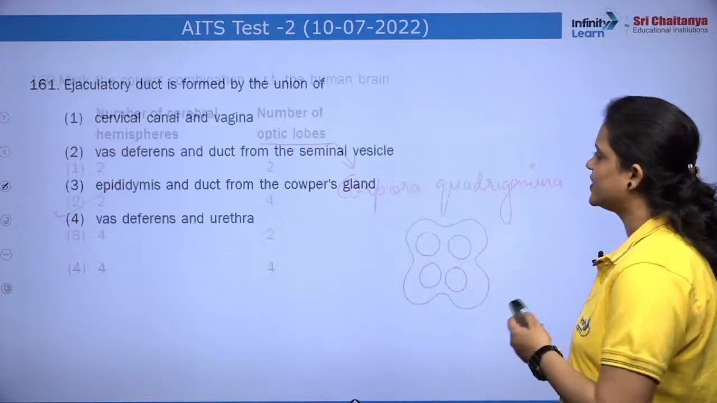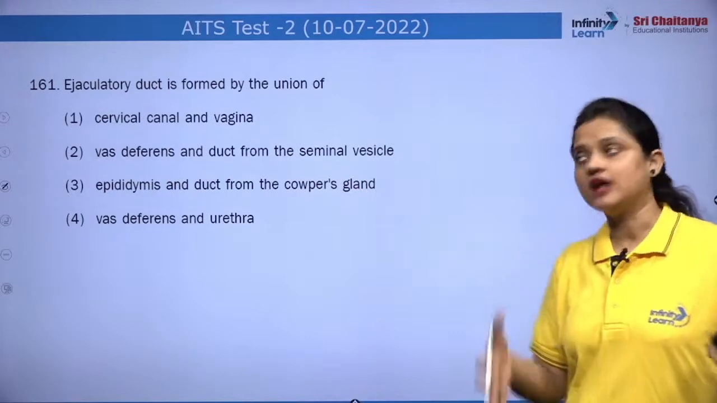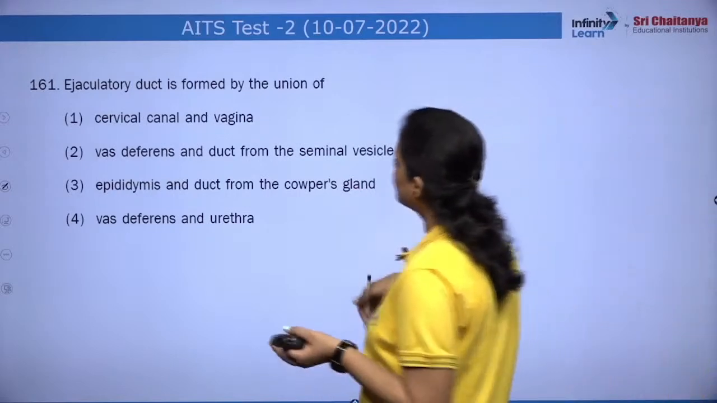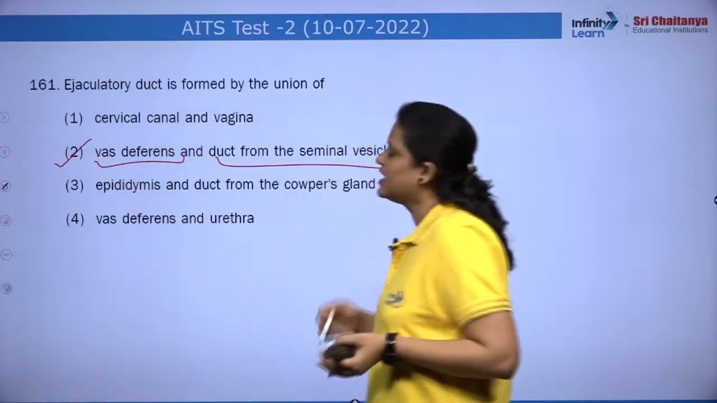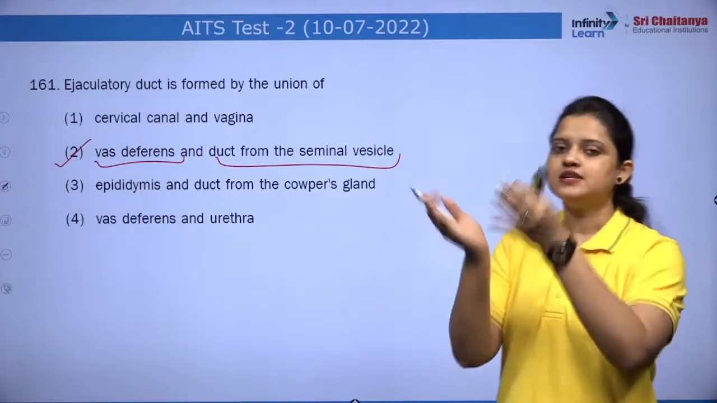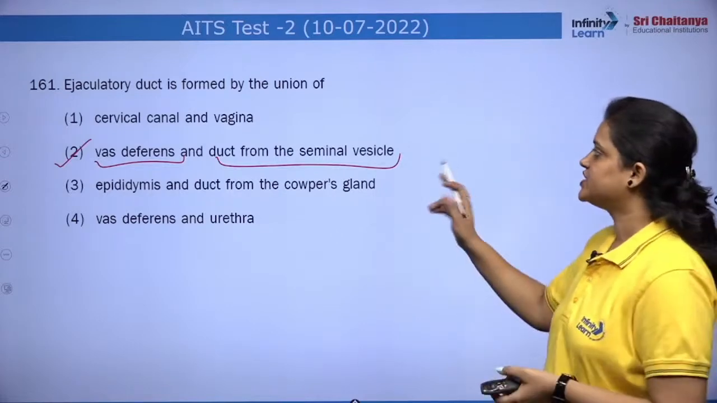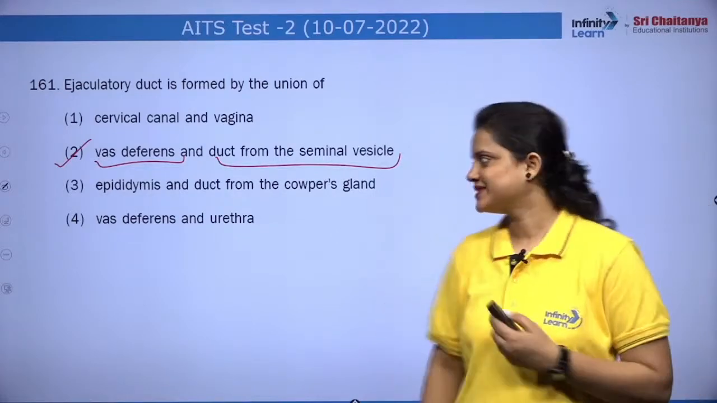Now let's move on to our next question. Ejaculatory duct is formed by the union of vas deferens and the duct from the seminal vesicle. So these ducts, they will combine to form the ejaculatory duct in males.